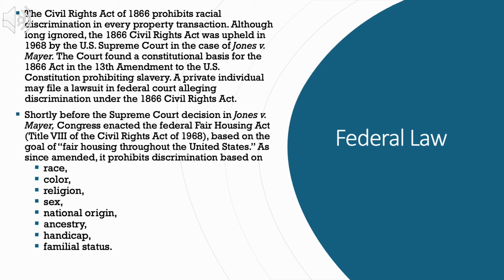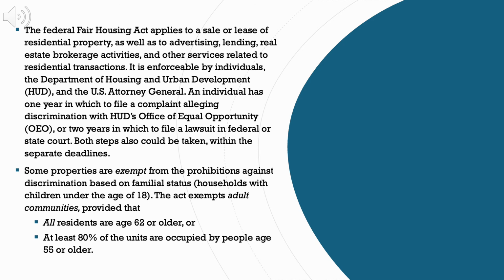Shortly before the Supreme Court decision in Jones v. Mayer, Congress enacted the Federal Fair Housing Act, Title 8 of the Civil Rights Act of 1968, based on the goal of fair housing throughout the United States. As since amended, it prohibits discrimination based on race, color, religion, sex, national origin, ancestry, handicap, and familial status. The Federal Fair Housing Act applies to a sale or lease of residential property, as well as to advertising, lending, real estate brokerage activities, and other services related to residential transactions.